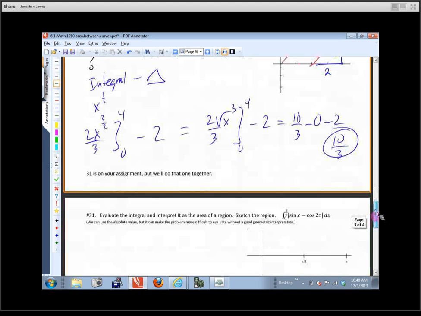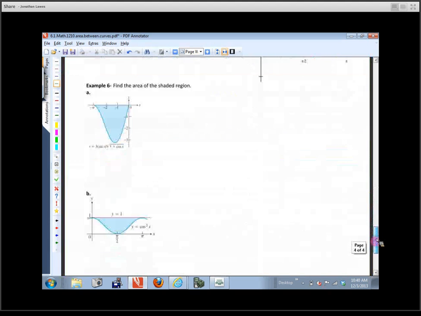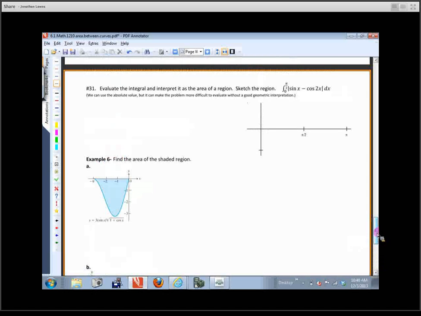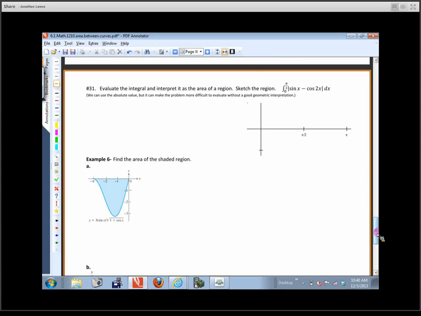Okay. Is this the last page? It is. Good. We got time. Okay. So problem number 31, I think, is on your assignment, or it's very much like one on your assignment. And I haven't seen this in too many textbooks. I mean, absolute value is a pain in the butt.